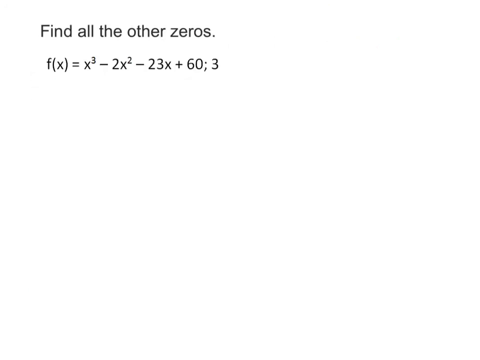Again, I would suggest that you pause the video here and do this problem on your own. Check back to see how you did. But what we're trying to do here is find all the other zeros. Again, the same directions as the previous slide. So we know that one of our solutions is 3. So if we wanted to put our solutions over here, we know that x equals 3 is one of our solutions. Our job is to find the other solutions, or zeros.